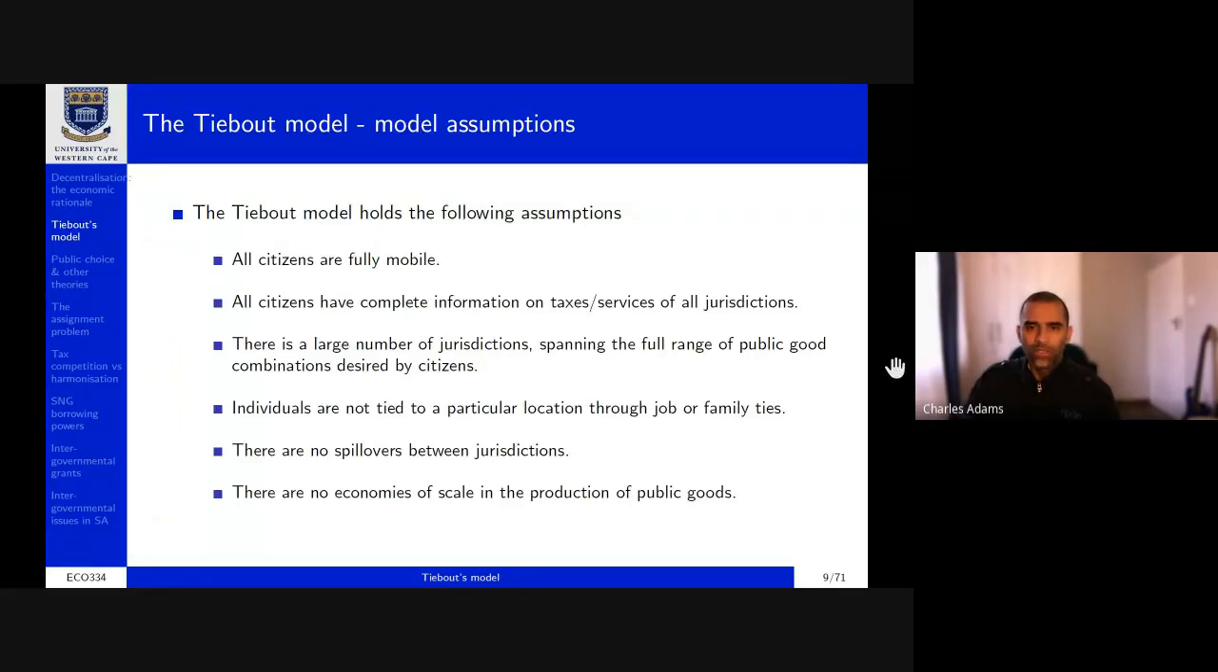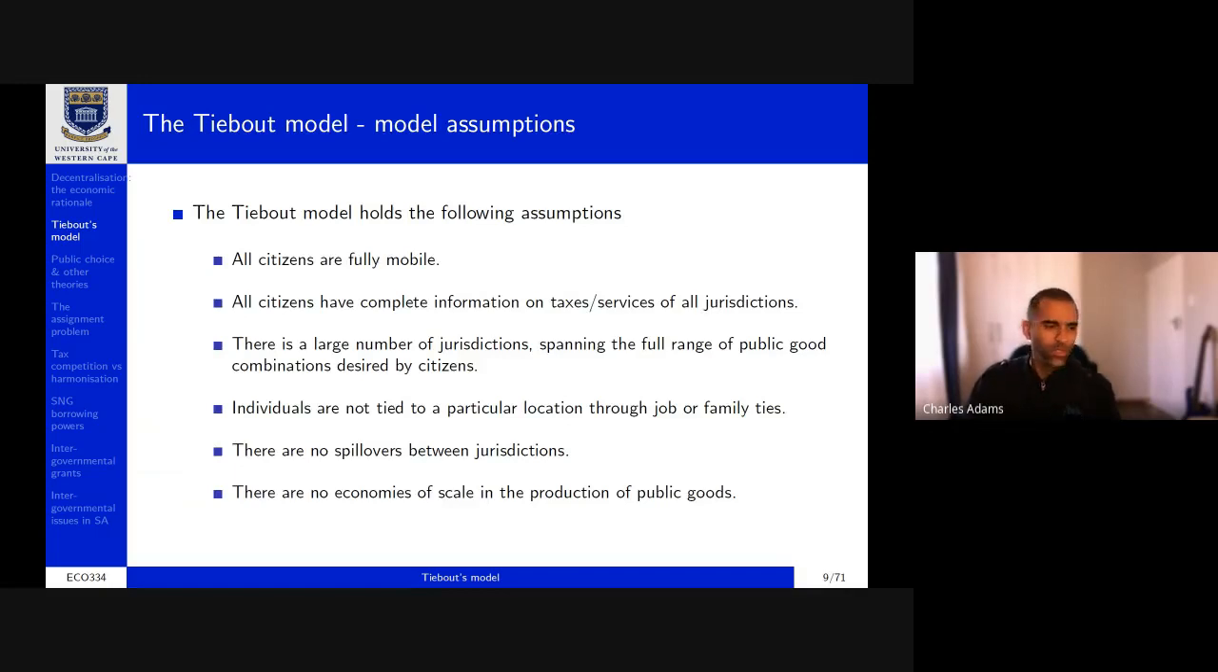So in Tiebout's model, we have the following assumptions. All citizens are mobile. All citizens have complete information on taxes, services, and jurisdictions. There's a large number of jurisdictions which spans the full range of public good combinations desired by citizens, right? So no one's left out in this model in terms of being able to satisfy their preferences for the mix of public goods and services.